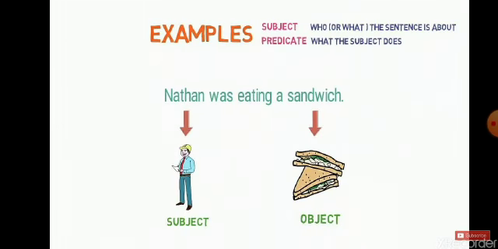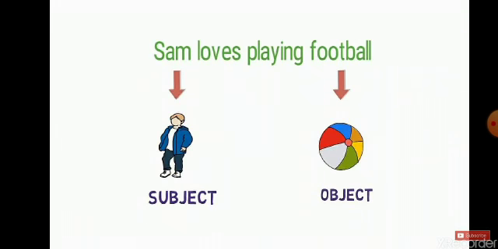Now let's have a look at the examples of subject and predicate and make it clear what is the subject and what is a predicate. Now subject, who or what the sentence is about, what the subject does. This is the first example. Let's start with this. Nathan was eating a sandwich. Here, Nathan is a subject, sandwich is an object. Sam loves playing football. Now, Sam over here is subject and football is your object.